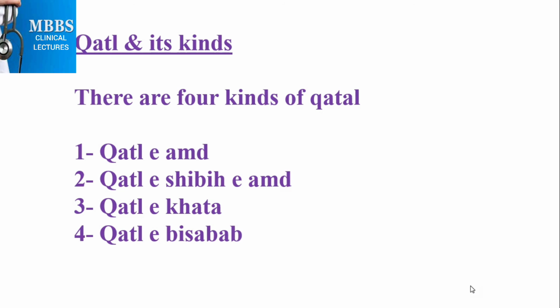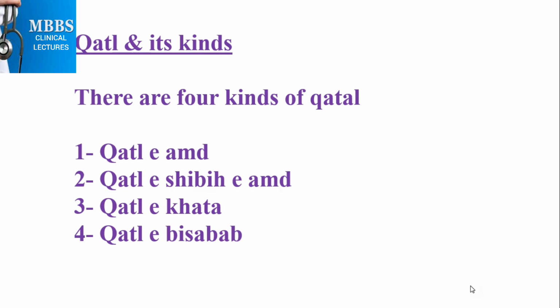Then is the term Qatl and its types. Qatl, again common in Urdu, means killing, causing the death of a person. This killing, according to the Qisas and Diyat Act, can be of 4 types. Number 1, Qatl-e-Amd. Number 2, Qatl-e-Shibh-e-Amd. Number 3, Qatl-e-Khata, and number 4, Qatl-bis-Sabab.